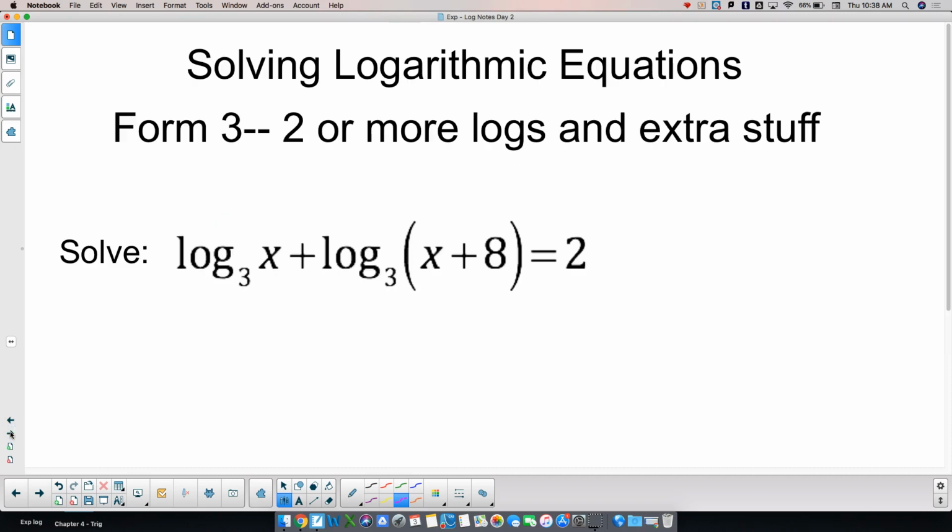Third form of logarithmic equations deals with when you've got 2 or more logs and some extra stuff. There's just some random numbers or some random variables floating around. Okay? Alright? So in that particular case, what you have to do first is get all the logs on one side.